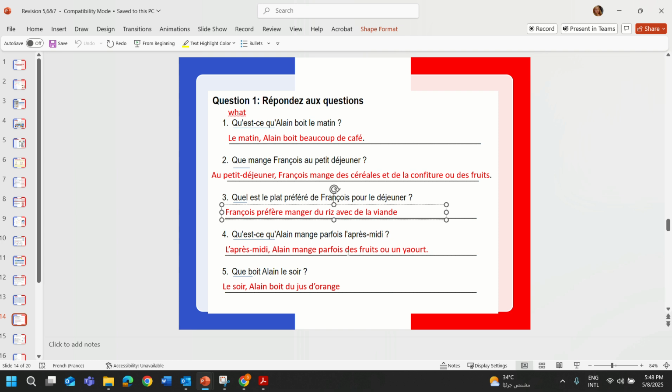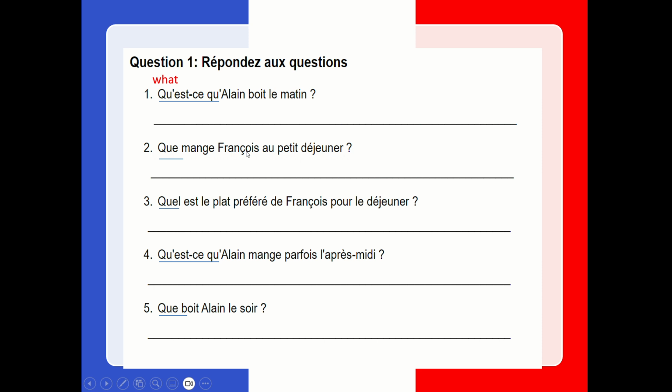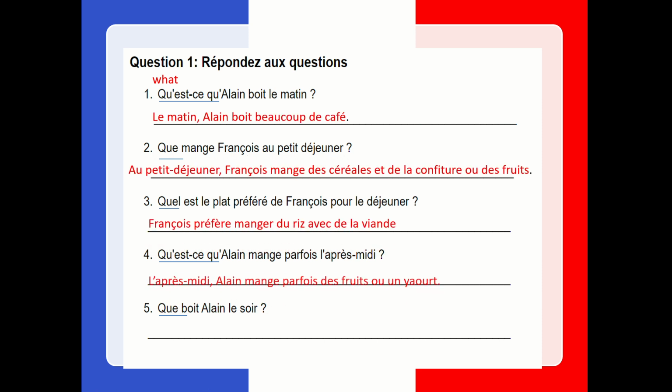L'après-midi, Alain mange parfois des fruits ou un yaourt. Que boit Alain le soir? Le soir, Alain boit du jus d'orange. As I said, all from the text. It's easy. Okay? Très bien.